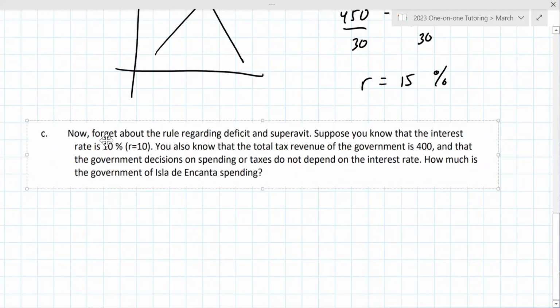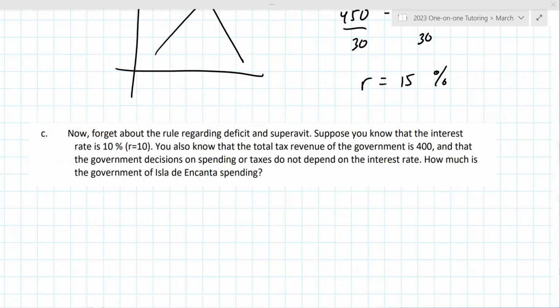It's saying, okay, now suppose that the rate is 10%, and don't worry about that deficit, whatever that word means. You also know the total tax revenue of the government is 400, and the government decision on spending is not dependent on interest rate. How much is the government spending?